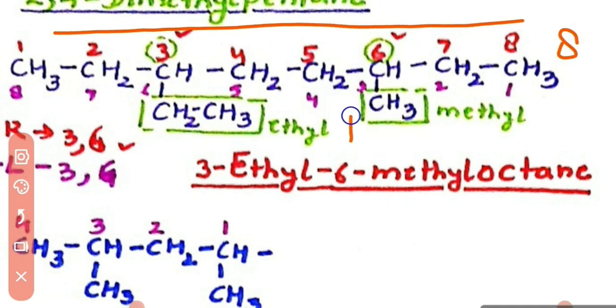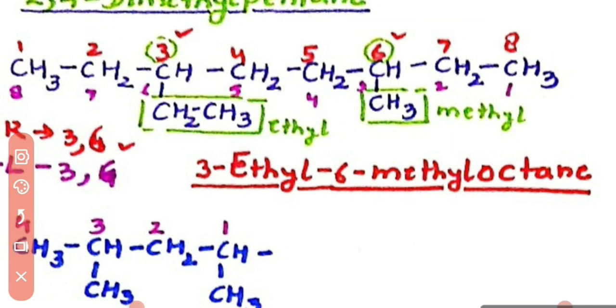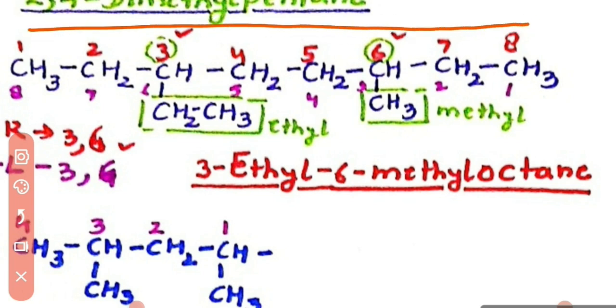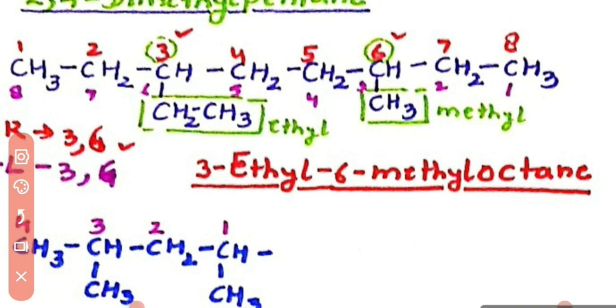So the principal chain will be the straight one, not the bent one, because the bent one contains 7 and the straight chain contains 8 carbon atoms. So you have to select the longest chain containing the maximum number of carbon atoms, and the principal chain here is octane. This chain also contains 8 carbon atoms, so you can take either of the two, because the maximum number of carbon atoms remains 8, and here are two branches, one methyl and another one ethyl.